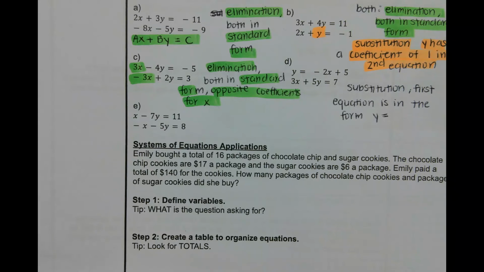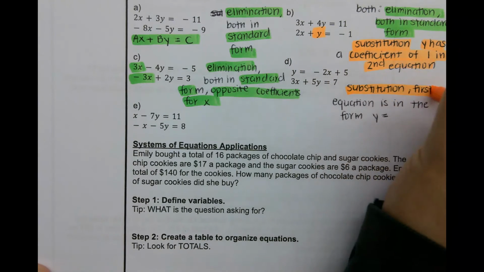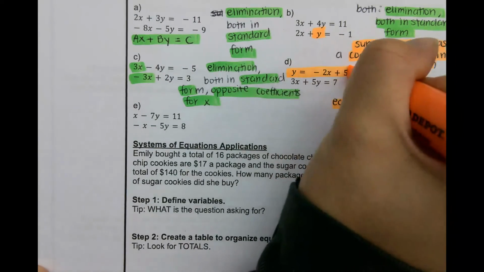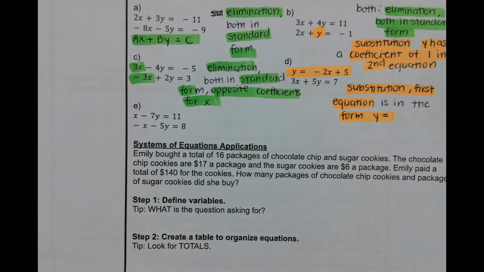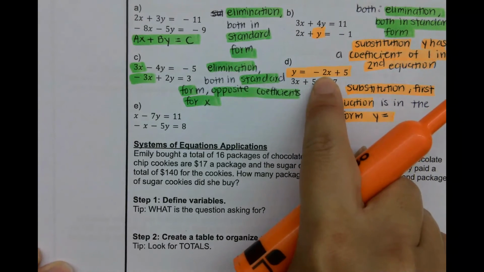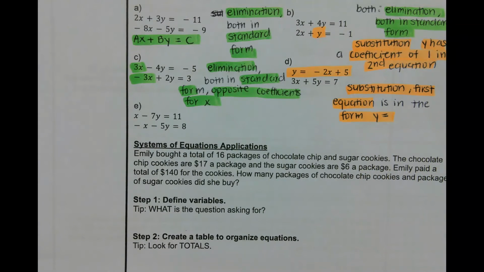For this system, I think substitution is the best because our first equation is already in the form y equals, right? It's already y equals negative 2x plus 5. Super easy. All I have to do is replace or substitute this y with negative 2x plus 5, and then I can solve and plug it back to get the other one.